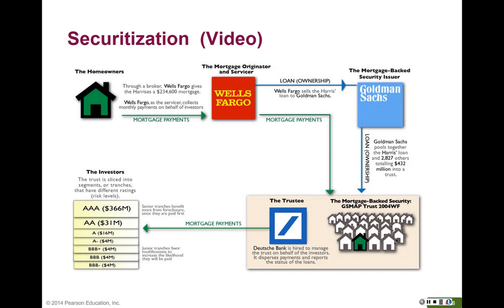This household wants to buy a house. So where can they get money? Many of you know the answer. The household can go to the bank, in this case Wells Fargo, to get a loan to buy a house. That's right. But now the question is, where does Wells Fargo get money to finance this household to buy the house?